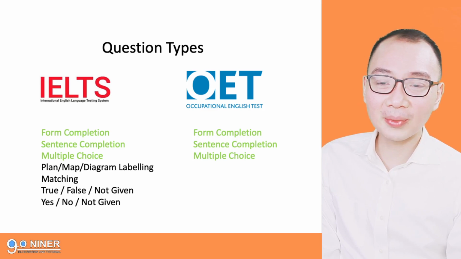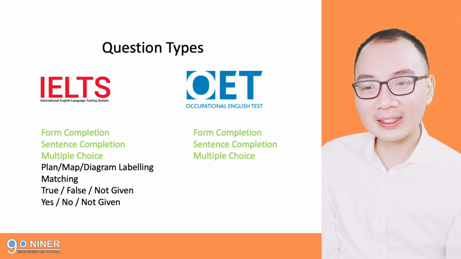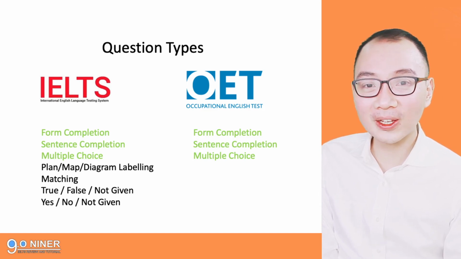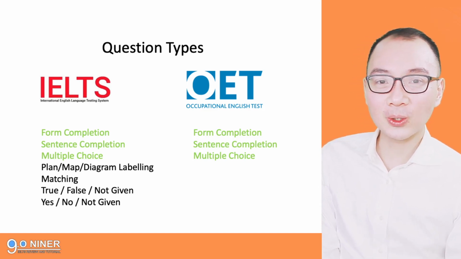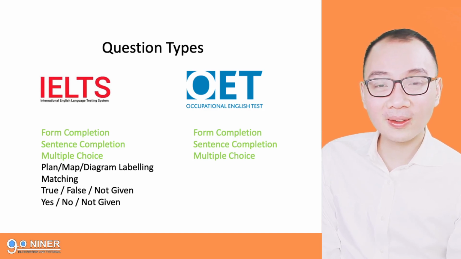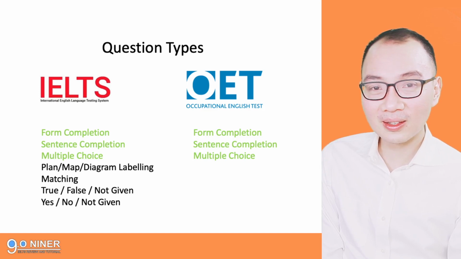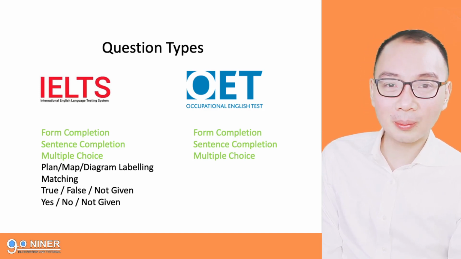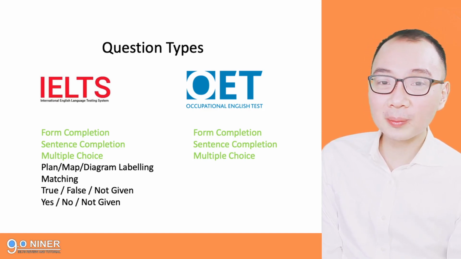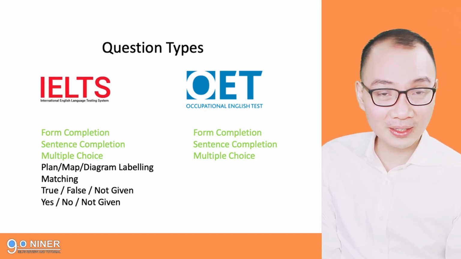There's plan, map, diagram labeling, matching headings, and quite distinctly, true, false, not given, or yes, no, not given. This is a type of question where a statement is given to the candidate and you have to determine: was the statement mentioned in the passage? Was the opposite of the statement what was mentioned in the passage? Or was this never mentioned at all in the passage? Quite an experience, and very, very different compared to what is expected in the OET.